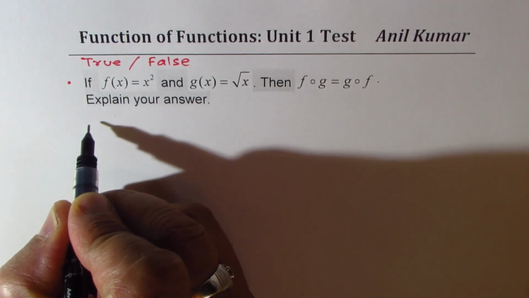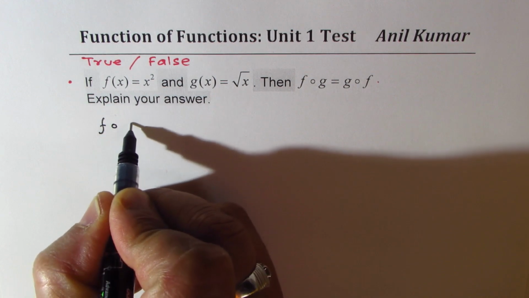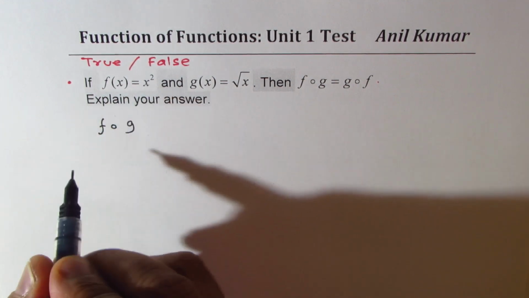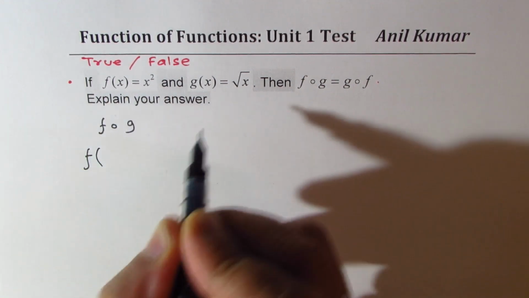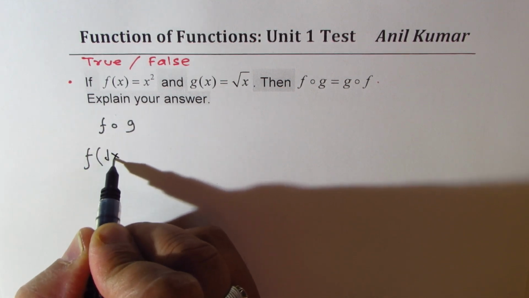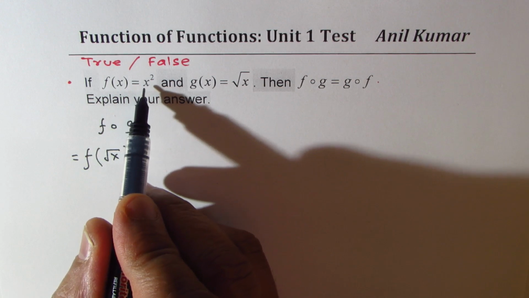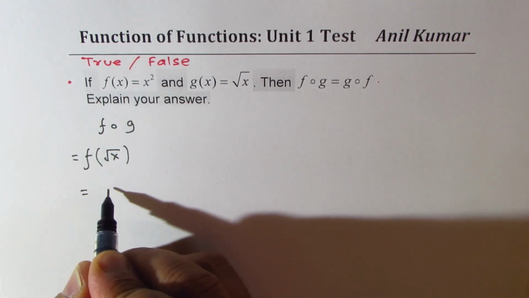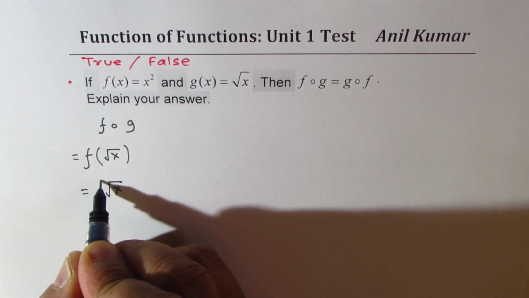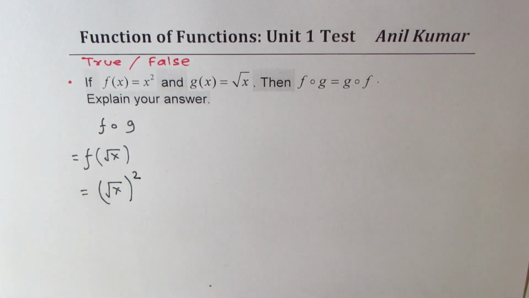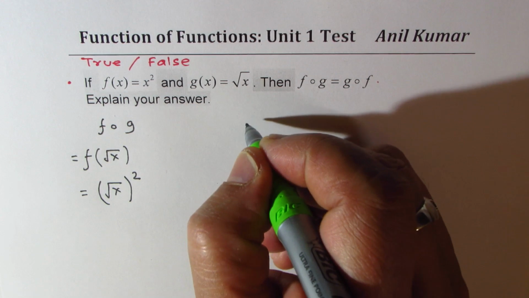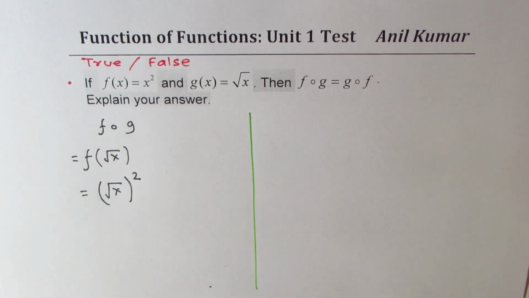So from the given conditions, let's find what is f of g. That means f of square root of x, right? That is what f of g is. Now f is defined as x squared, so we can write this as square root of x whole squared, right? So this is one part. I'll further solve it later, but I'd like you to solve it after this.